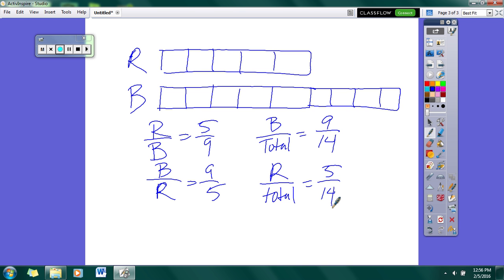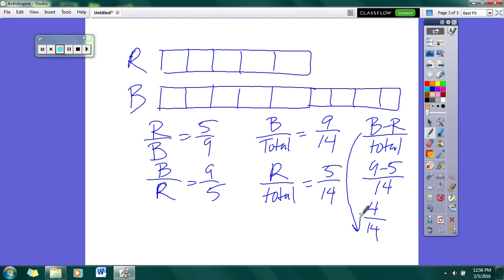I could also write ones like the difference of blue and red to total. So that would be blue minus red over total. To substitute, it'd be 9 minus 5 over 14, which is 4 over 14. So that would be that ratio. I can also do the sum, or and. So I can make all different kinds of comparisons between blue and red rods using the numbers 5 and 9. So let's go over one example that you had to do in your classwork just to reinforce this idea.